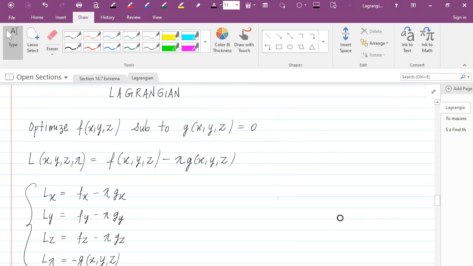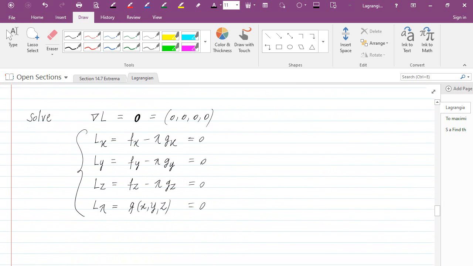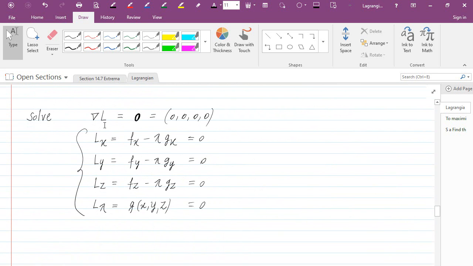If f has an extremum at some point p satisfying this constraint equation, then at the point p the gradient of the Lagrangian must be 0. By 0, I mean the 0 vector. So in other words, at a point where f may have an extremum, the gradient of the Lagrangian is 0, and if I write this equation in expanded form, that would mean Lx is 0, Ly is 0, Lz is 0, and L lambda is 0.